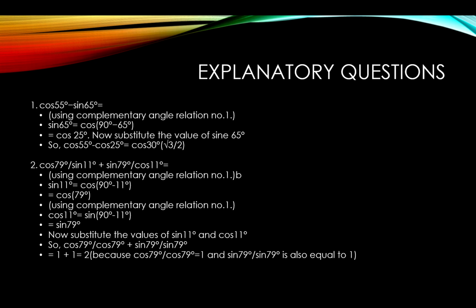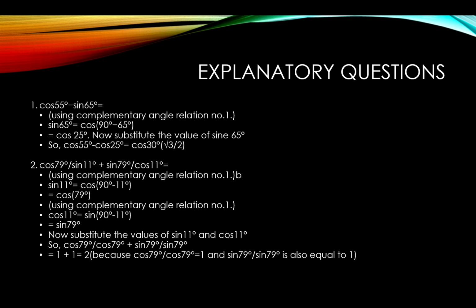Cos 55 minus sin 65 is equal to what? Using the complementary angle relation number 1, we see that sin 65 is equal to cos(90 - 65), which is equal to cos 25. Now we will be substituting the value of sin 65 in cos 55 minus sin 65. So upon substituting, I get cos 55 minus cos 25, which is cos 30, which is again a specific angle, and for that specific angle we have a trigonometric ratio, which is root 3 by 2.